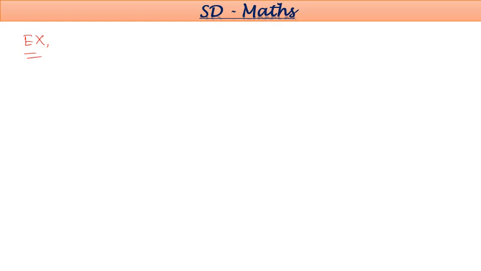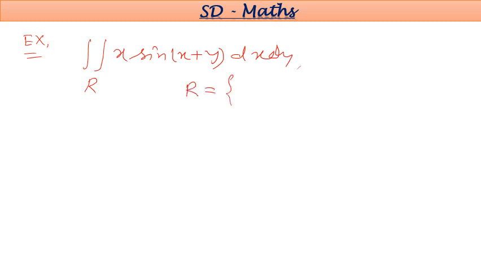I am writing the problem. Double integrate over some region R, x sin(x plus y) dx dy, and here you are given the region R. This is the region 0 less than or equal to x less than or equal to pi, and y lies within this region.